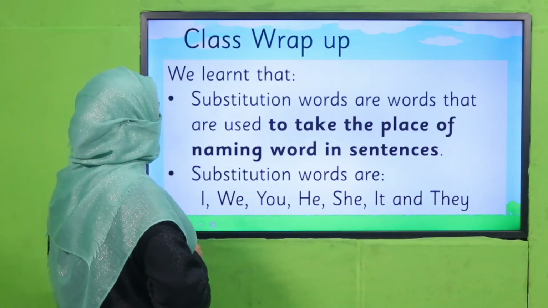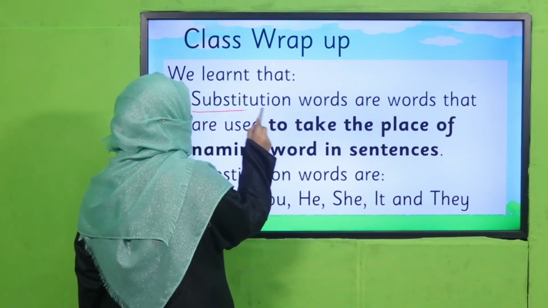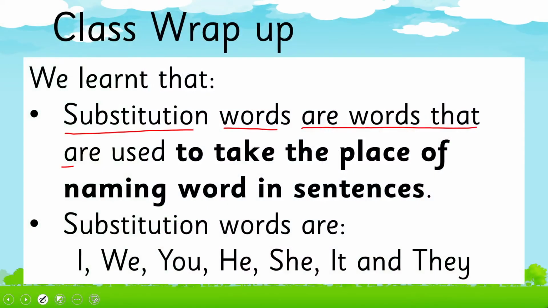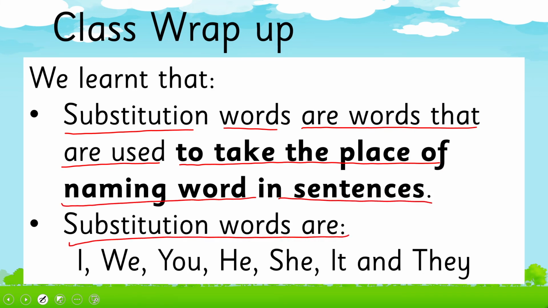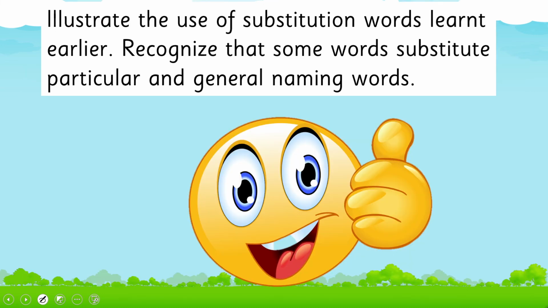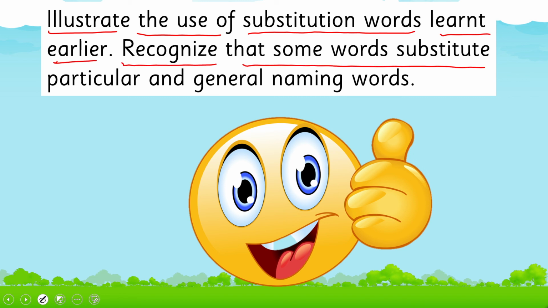So in this way, what we have learned, we learned that substitution words are words that are used to take the place of naming words in sentences. And substitution words are I, we, you, he, she, it, and they. So in this way, we achieved our SLO to illustrate the use of substitution words learned earlier and recognized that some words substitute particular and general naming words. Are we done with it?